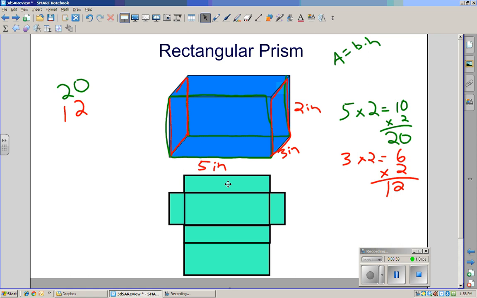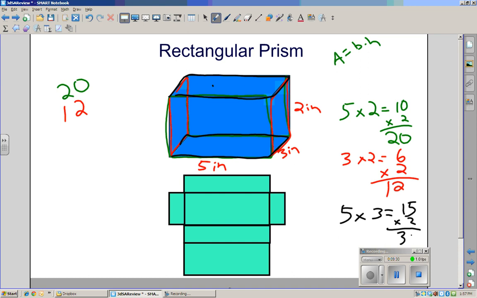Finally, I took care of my front and back and my 2 sides. I need to take care of my top and my bottom. The top of my rectangle, the dimensions are 5 across and 3 back. 5 times 3 is 15 when I do my base times height. Again, there are 2 rectangles that are the same because we have the top and the bottom. So I times that number by 2. 15 times 2 is 30, and I put that number off to the side.